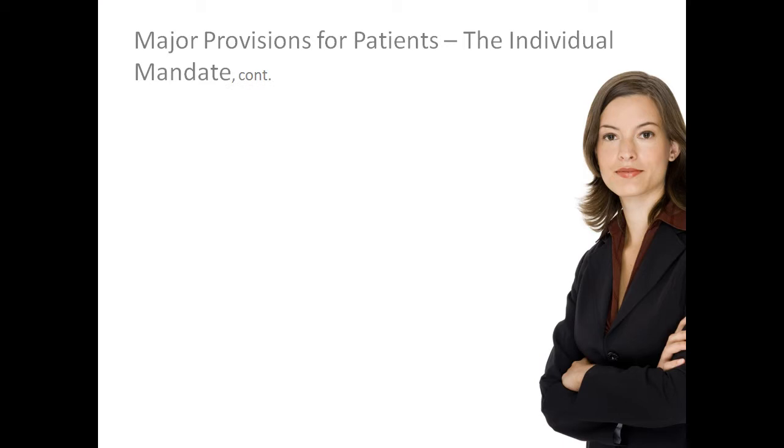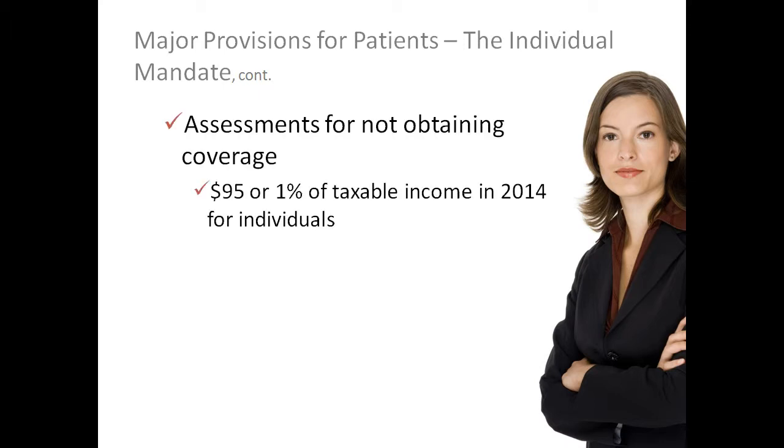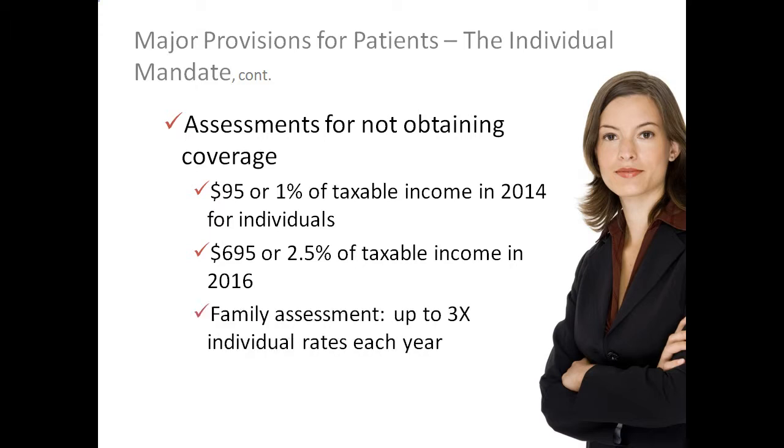Another controversial provision of the individual mandate is the assessments or penalties for not obtaining coverage. For individuals, these range from $95 or 1% of taxable income in 2014 up to $695 or 2.5% of taxable income in 2016. Assessments for families would be up to 3 times the assessment for individuals in each year. So the assessment or penalties start out fairly low, but increase substantially in a short period of time. On the other hand, these assessments are likely to be much less than the actual cost of coverage in each year.